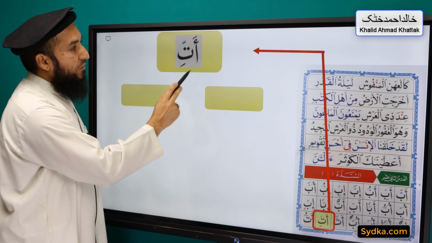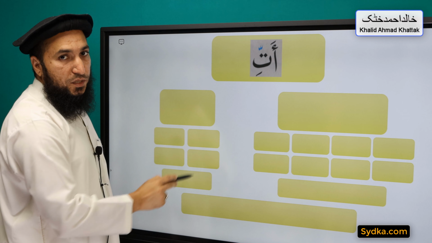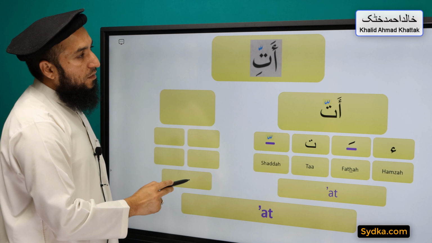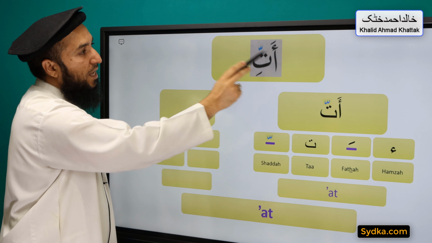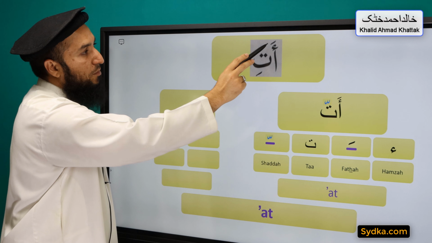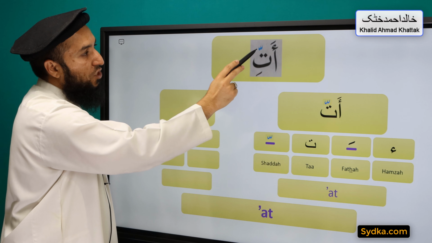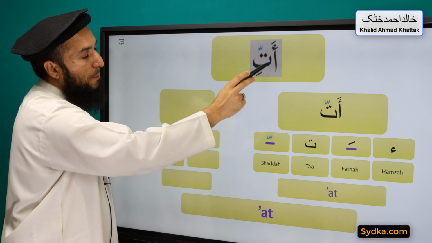The next word we have is atti, and it can be divided into two syllables. The first syllable we have is hamza fatha ta shadda at. Hamza is a light letter, it has fatha on top of it, it is followed by ta, ta has a shadda. This alif is silent and it is used as a chair for hamza.